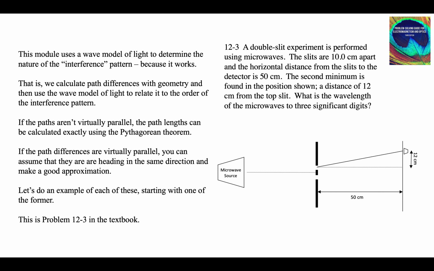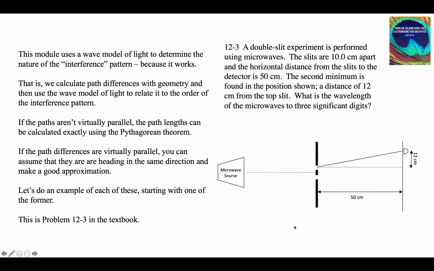There's a microwave detector. The slits are 10 centimeters apart. Microwaves are on the order of a couple centimeters. The distance from the slits to the screen is 50 centimeters. This detector, 12 centimeters above the position of the top slit, is detecting the second minimum.